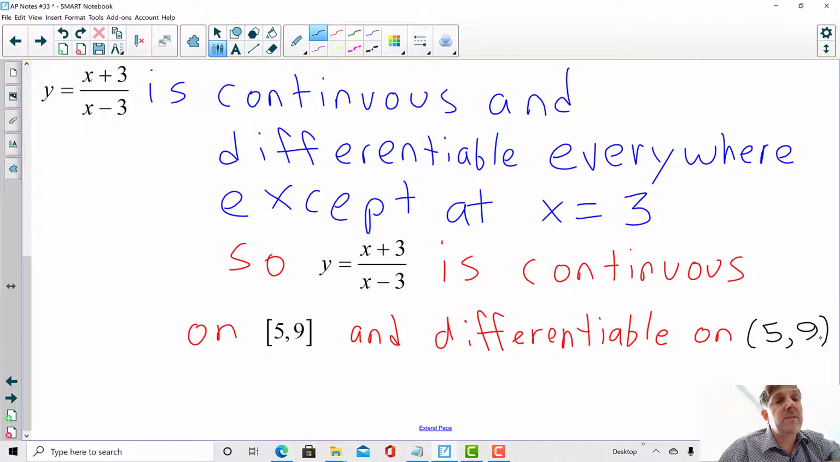So this is what I would write to satisfy my conditions for the mean value theorem on the closed interval from 5 to 9. Now we can find the value of c that satisfies the mean value theorem on the interval from 5 to 9. Remember, the mean value theorem just guarantees that there's at least one spot inside that interval where the slope of the tangent line is equal to the slope of the secant line. So it's just guaranteeing that there exists at least one spot. And we're going to go find that spot right now.